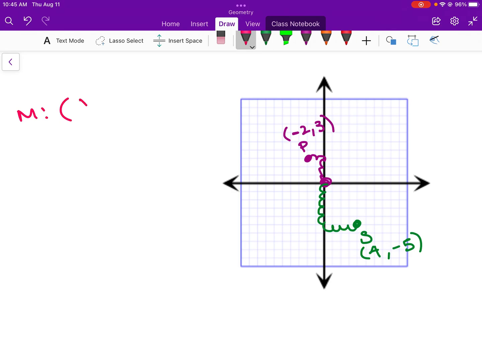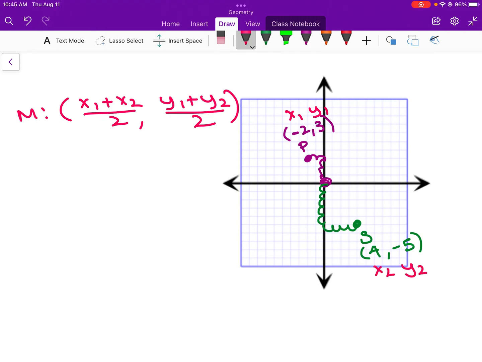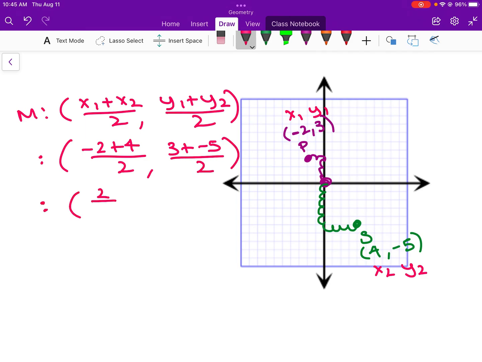Remember our midpoint formula is x1 plus x2 divided by 2, and then y1 plus y2 divided by 2. We designate our points x1, y1, x2, y2, and then pop those numbers in. x1 is -2 plus 4 over 2, and then y1 is 3 plus -5 divided by 2. And so we have 2 over 2 along with -2 over 2. That simplifies to (1, -1). So that's our midpoint.